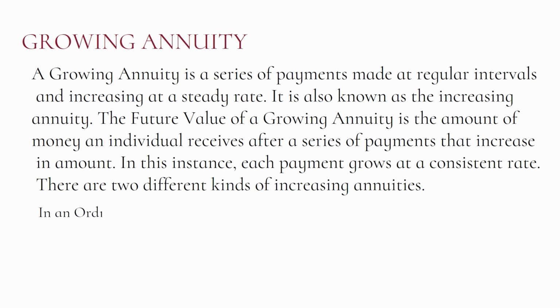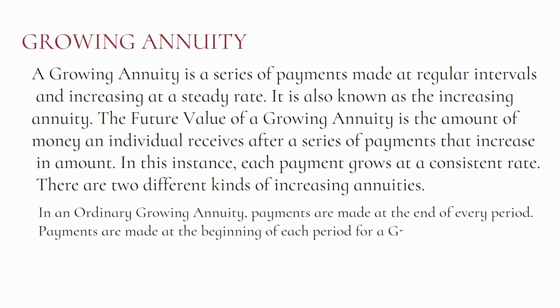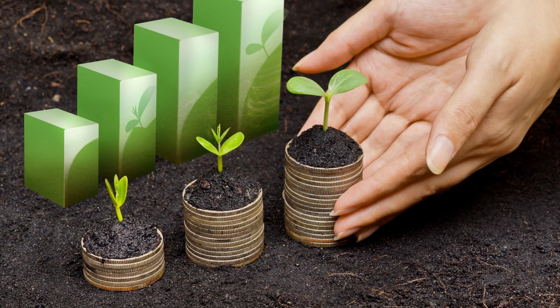There are two different kinds of increasing annuity: ordinary growing annuity and due growing annuity. In an ordinary growing annuity, payments are made at the end of each year. In contrast, payments are made at the beginning of each year for a growing annuity due. Unfortunately, as per my knowledge, Microsoft Excel has no built-in function to calculate the future value of growing annuity. However, we can compute it by writing a formula.